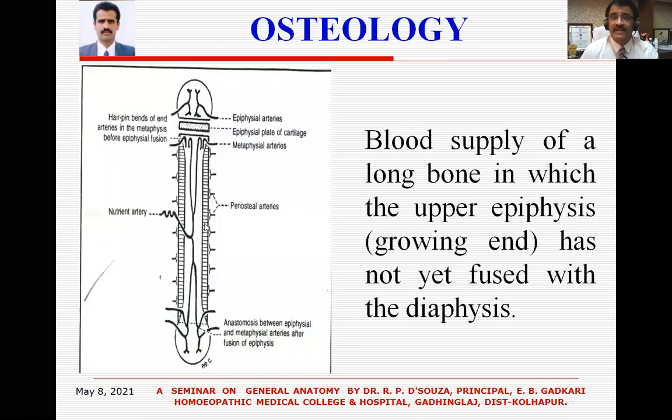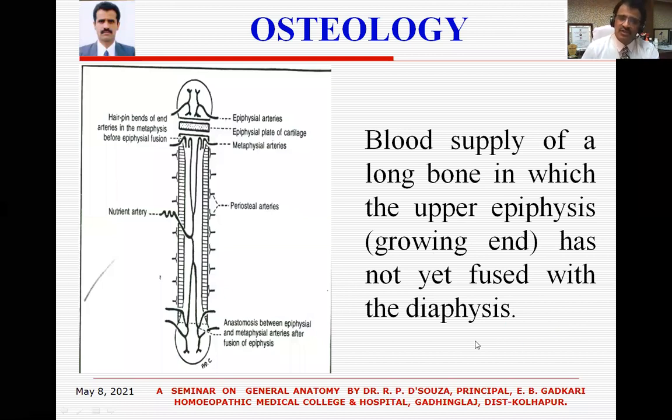Here is a black and white diagram of a growing end. You can see the epiphysis, epiphyseal plate of cartilage, metaphysis, and diaphysis. Here you can see hairpin bends of end arteries in the metaphysis before epiphyseal fusion. So fusion has not taken place here. This is the blood supply of a long bone in which the upper epiphysis, a growing end, has not yet fused with the diaphysis.